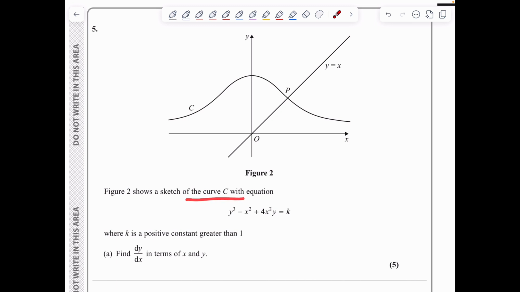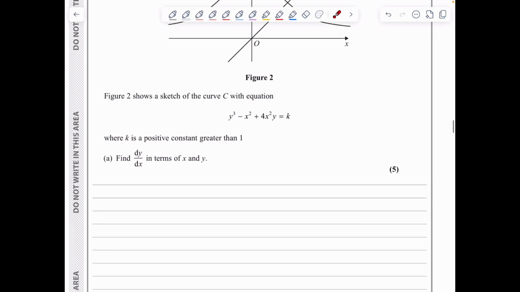So that means I differentiate from left to right. I apply all rules of differentiation as usual. If I happen to be differentiating a term in y, then I put a dy/dx term as well. So here we go, the derivative of y cubed is going to be 3y squared dy/dx. The derivative of minus x squared is simply minus 2x. And then I need to apply the product rule of differentiation on 4x squared y. If I differentiate 4x squared, I get 8x and I keep the y. If I keep the 4x squared, then I differentiate the y to give me dy/dx. And then the derivative of k is 0 as it's a constant.